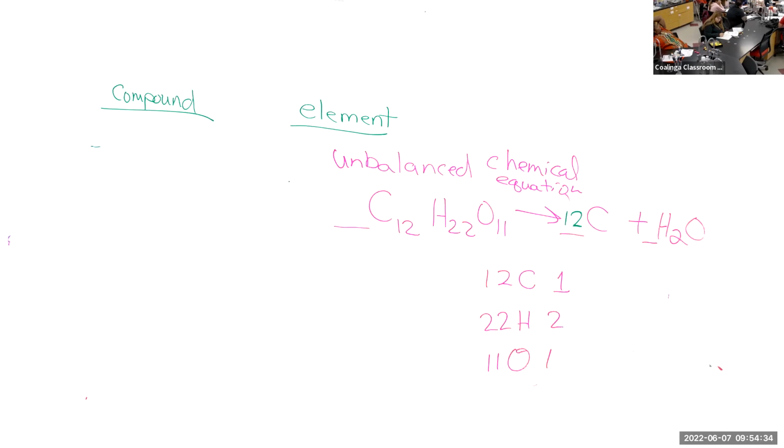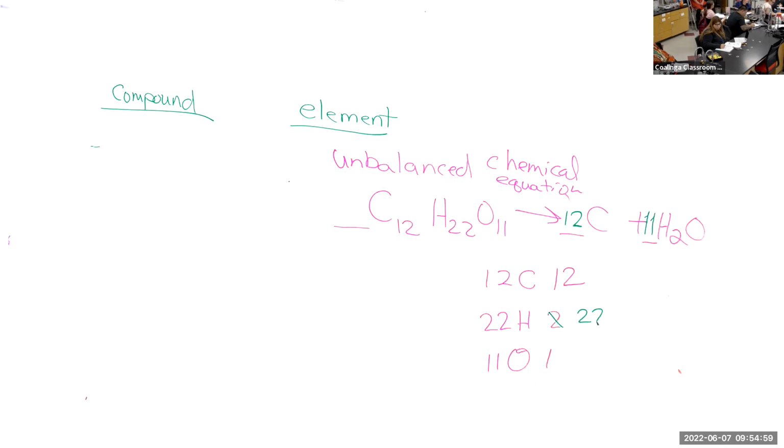12 here, now. Okay. What can I put in front of water? 11. Okay. 11 times 2, 22. 11 times 1, 11. Does that work out? Okay. Now, this is called a balanced chemical equation.